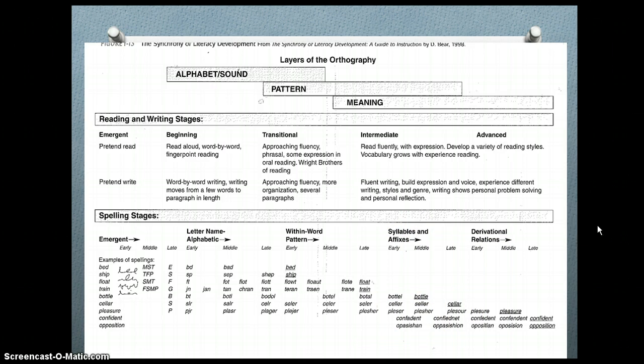So we'll let you take a look at this for a second, but it's great because it shows you not only all these different stages in one handy spot, but it also gives you the layers of orthography. So here's where they're really mastering the alphabet and the sounds. Then here's where they're starting to note patterns and apply patterns, sometimes even overgeneralizing that pattern like of the magic E. And then here's where they're starting to do more meaning work.